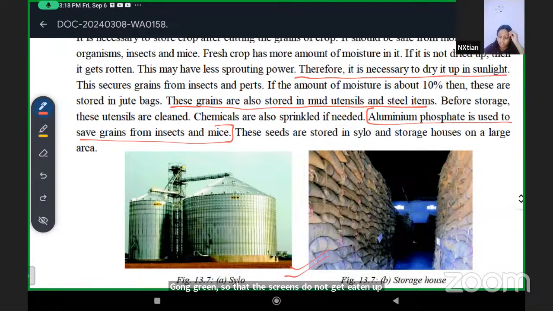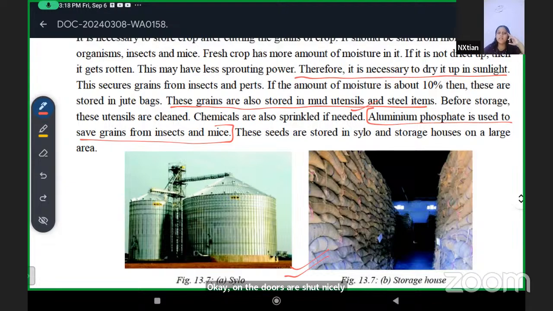When grains are kept, insects and mice also come there to eat them, and we have to protect the grains from that. So this chemical, aluminum phosphate, is used to protect against insects and mice. They are sprayed in the storehouse, and the storehouse is secured. All the doors and windows are shut.